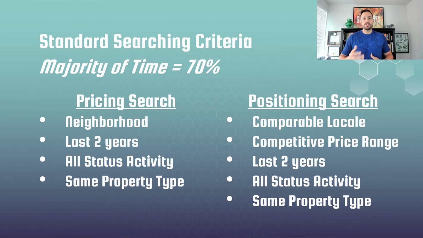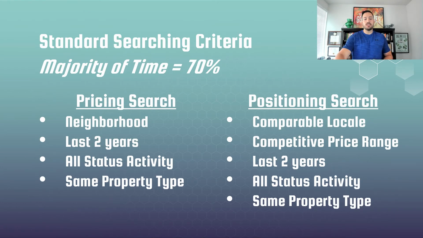Now one thing I want to make sure I note here, you're looking at all status activity. No, you're not going to position against properties that are not actively for sale right now, whether it be under contract, for sale, or even coming soon. However, the whole point of getting the all status activity allows us to create patterns in the back end to predict the future competition accurately. So this here is your pricing search and your positioning search for a standard home.